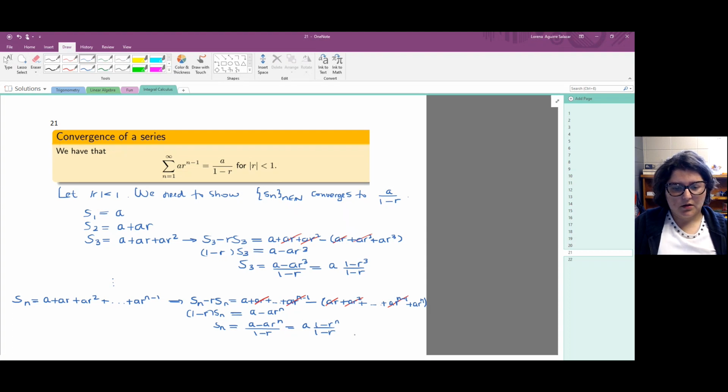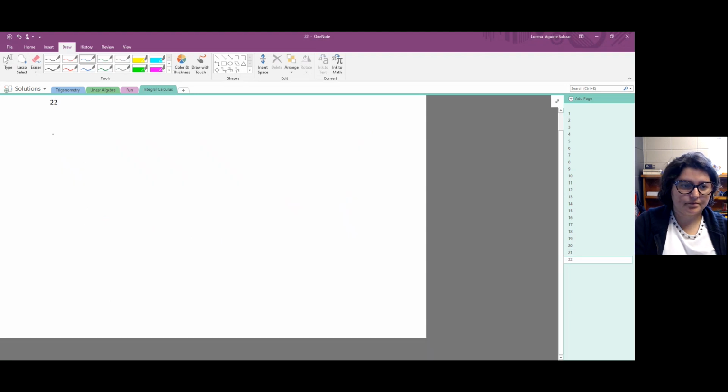Okay. So then what we have here is that the nth partial sum of the series, that is the geometric series we have right here on the left, is a times 1 minus r to the n divided by 1 minus r. And the limit of r to the n is 0 because r is less than 1 in absolute value.